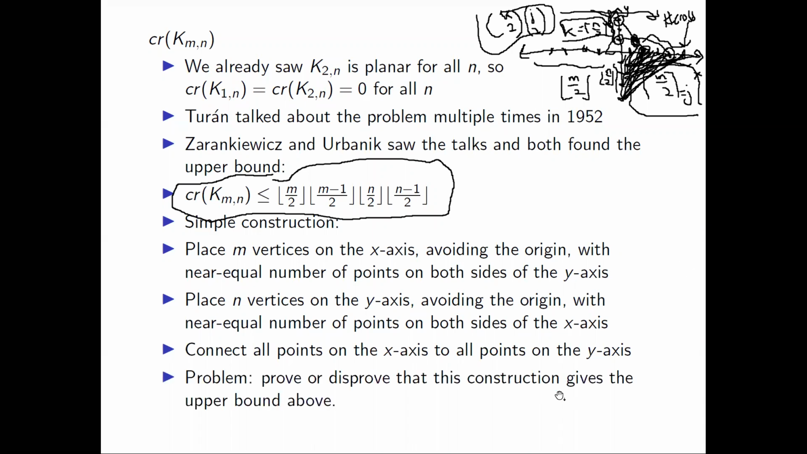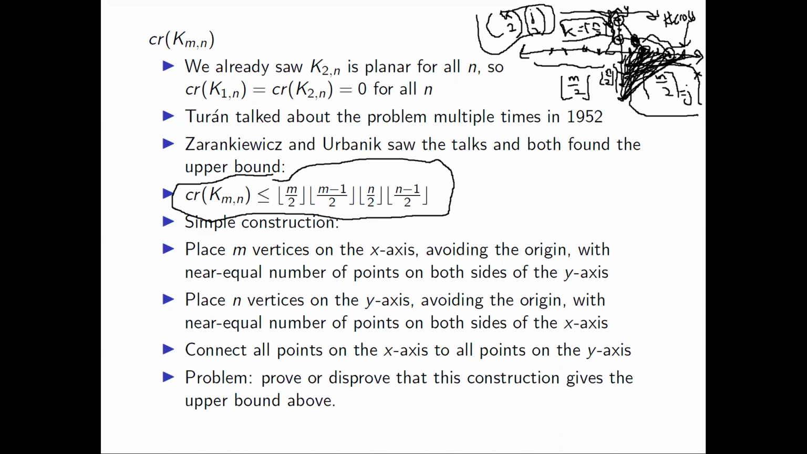And I leave that as a problem for you to think about. So prove or disprove that the construction that I have described there gives the claimed upper bound of Zarankiewicz and Urbanik.